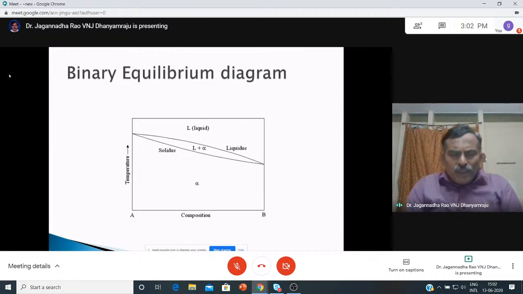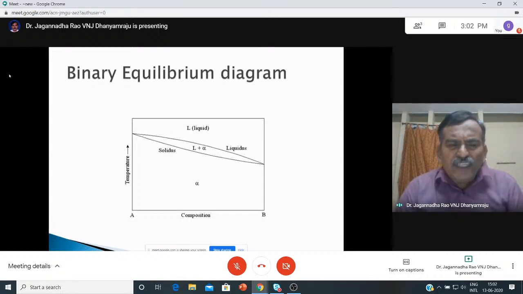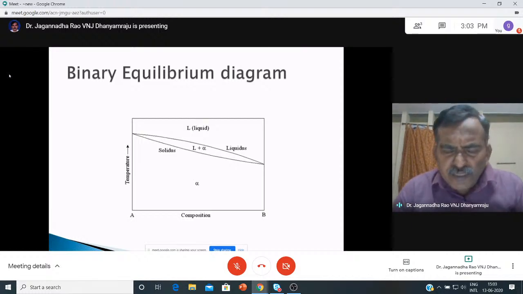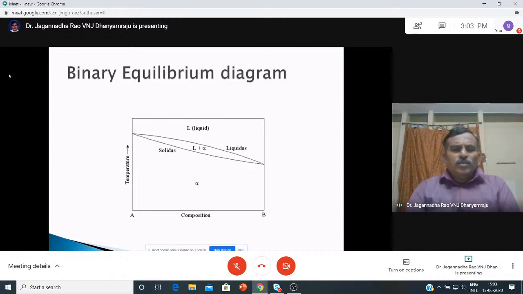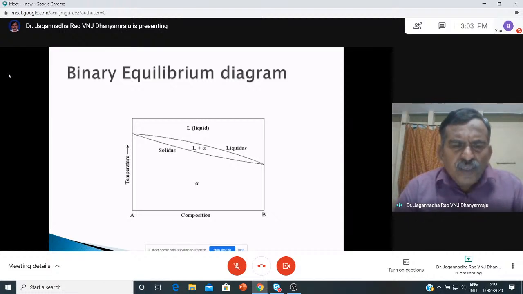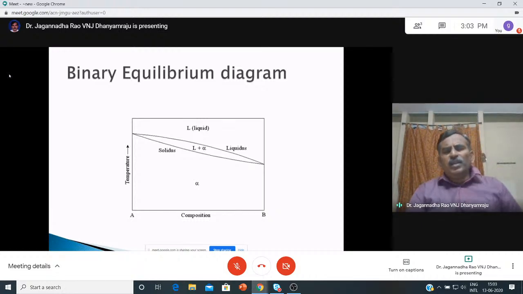But for the present discussion, we restrict ourselves to binary systems. That is a two-component system, metal A and metal B. Now, what is a phase diagram? A phase diagram is plotted between the composition of alloy and temperature. So it is a plot. The temperature is plotted against the composition of an alloy.